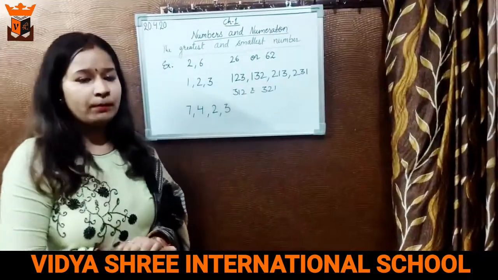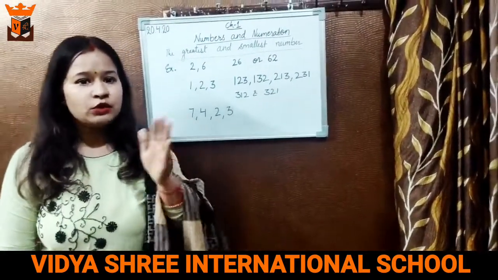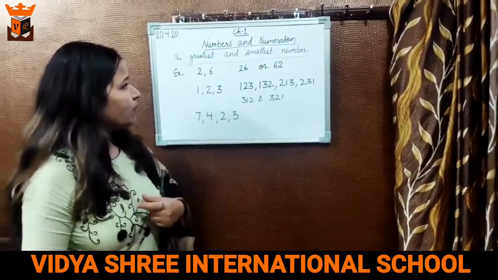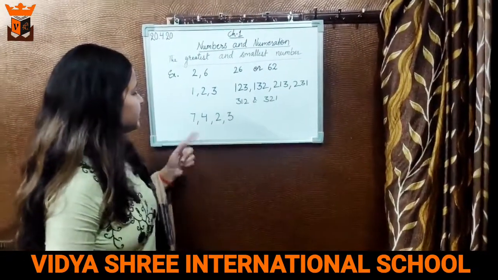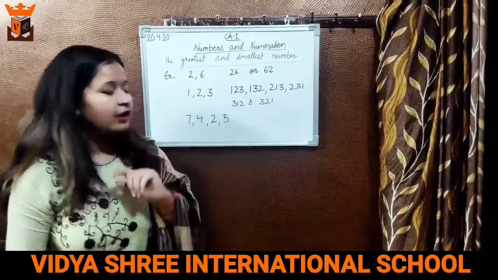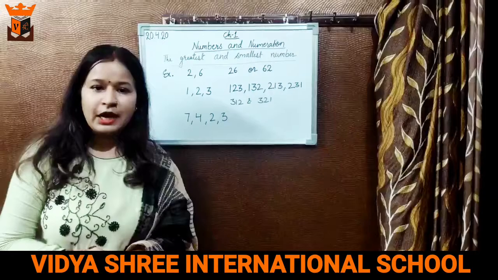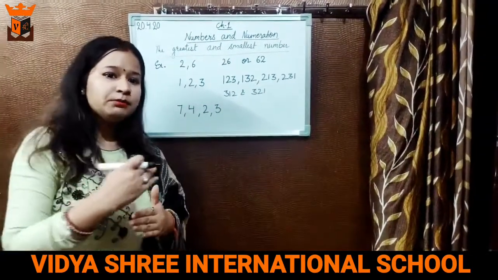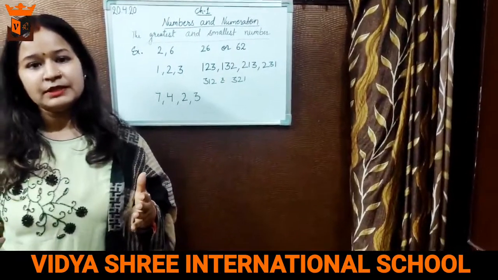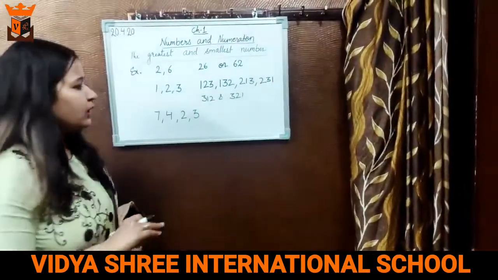Now we come to our topic, which one is greatest and which one is smallest. The question arises from the digits 7, 4, 2, 3. There are 4 digits given to us, and we have to make the biggest number and the smallest number using these digits. So what we have to do?